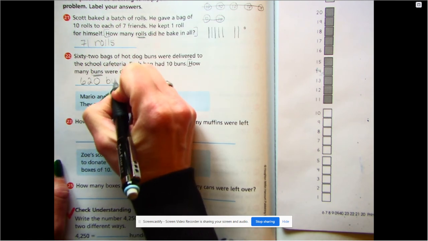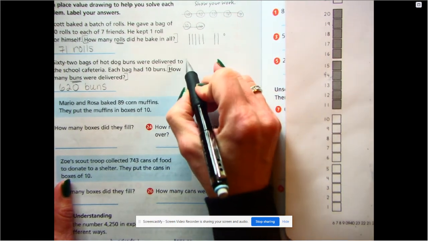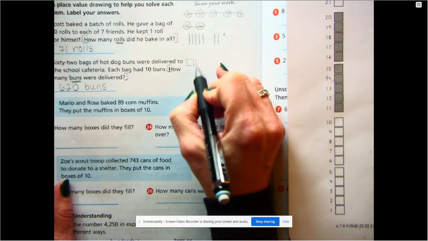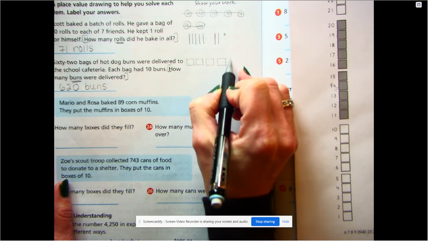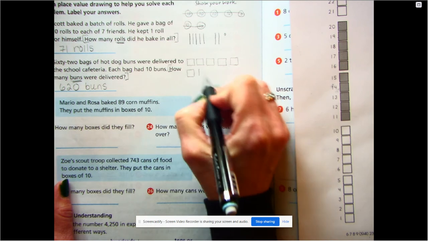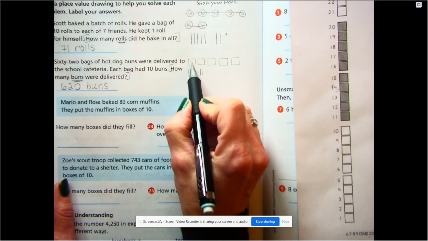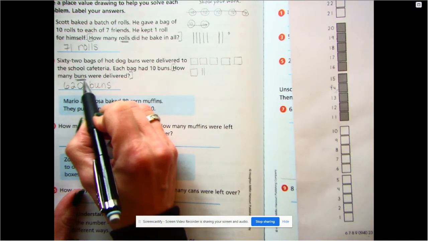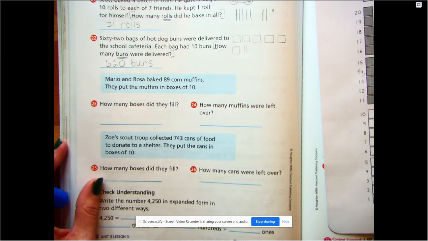620 buns. Okay, and we're going to draw our picture over here now because we've done all that hard work. So here's 10 bags or 100 buns, 200 buns, 300, 400, 500, 600, 610, 620. Right? Inside is 10 bags, but each bag has 100 buns. Okay? And that's what they're asking us. Not how many bags, but how many buns. Because they already told us how many bags. All right. Let's try one more.